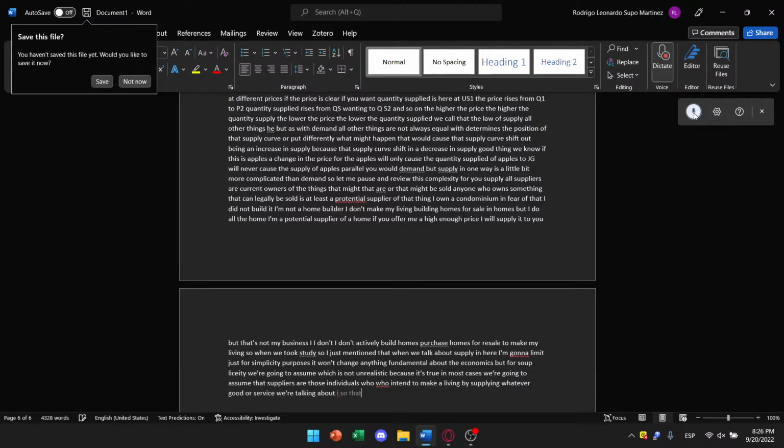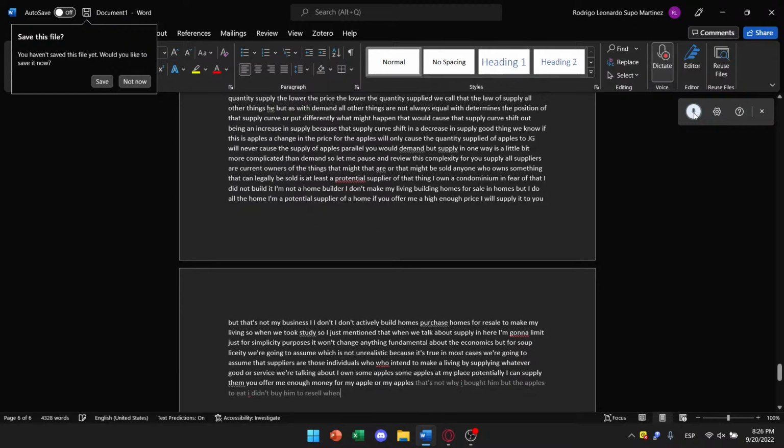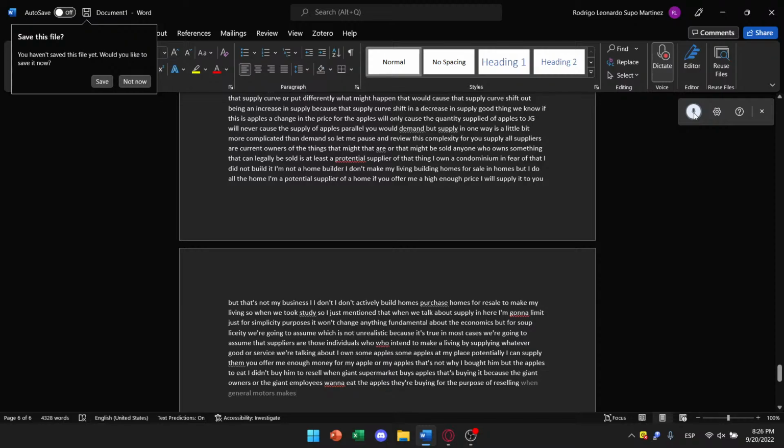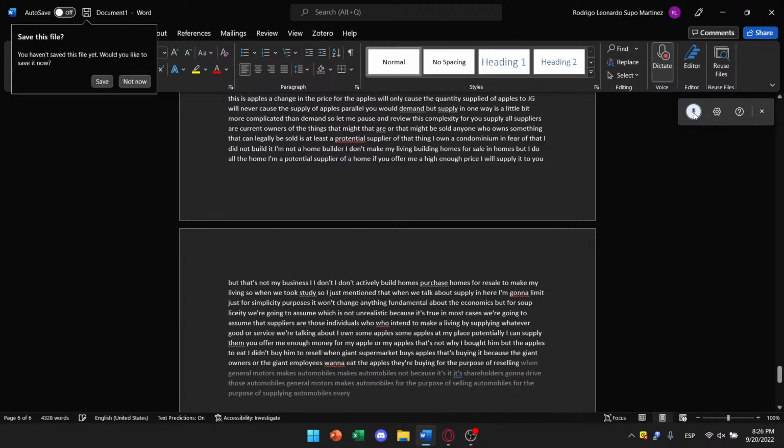I own some apples. I have some apples at my place. And potentially I can supply them. You offer me enough money for my apples, they're your apples. But that's not why I bought them. I bought the apples to eat. I didn't buy them for resale. When a giant supermarket buys apples, they're not buying them because the owners or the employees want to eat the apples. They're buying them for the purpose of reselling. When General Motors makes automobiles, it makes them not because its shareholders want to drive those automobiles. General Motors makes automobiles for the purpose of selling automobiles, for the purpose of supplying automobiles to the general public.